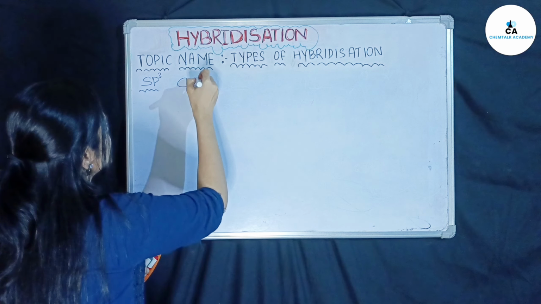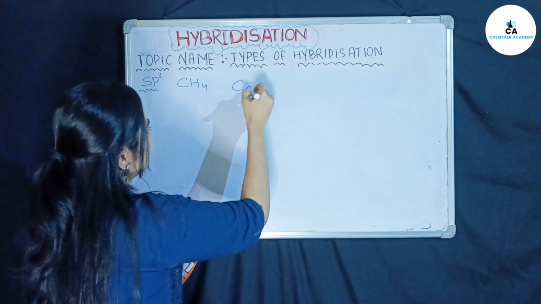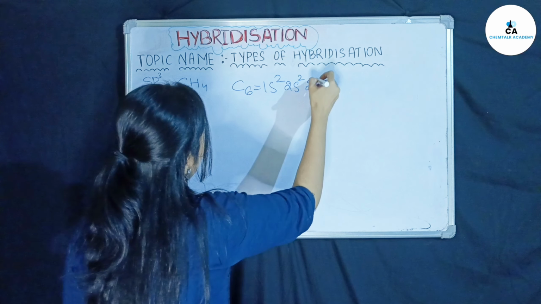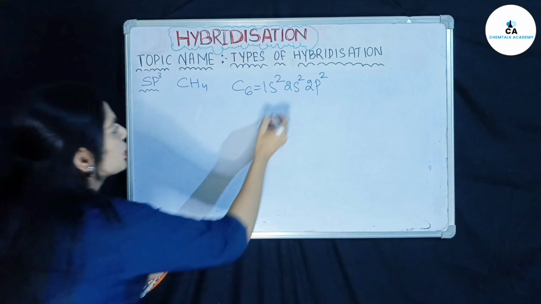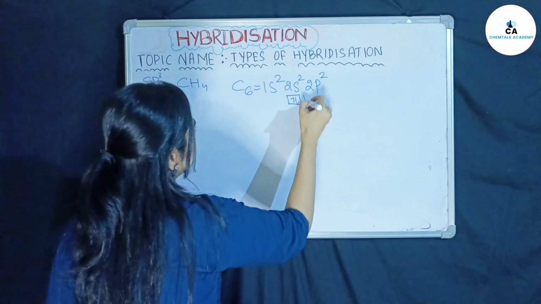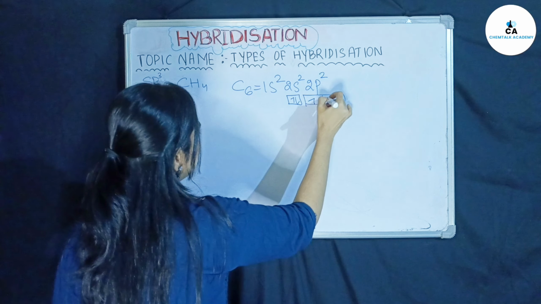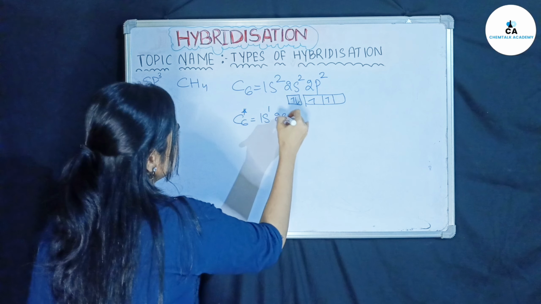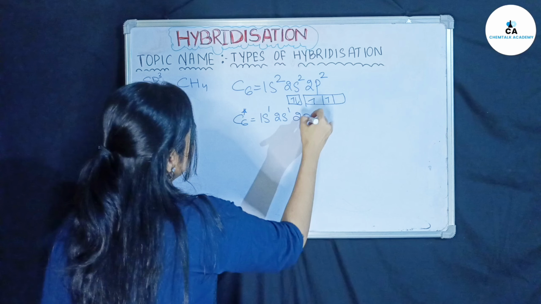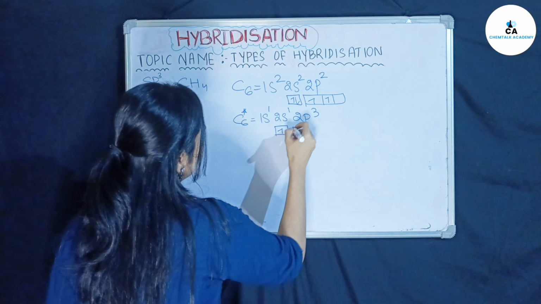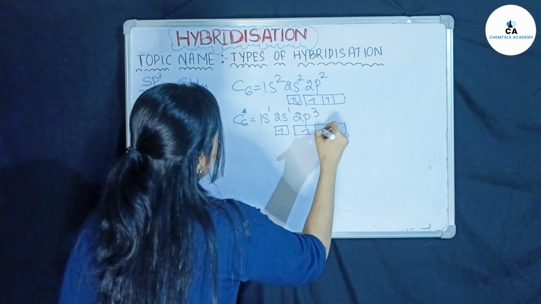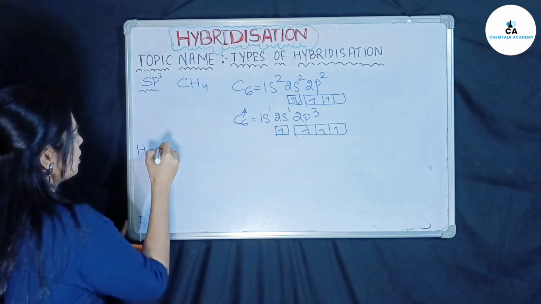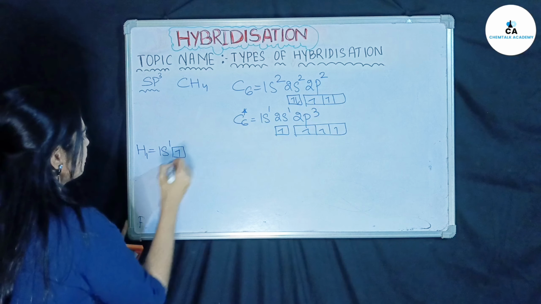In case of CH4, the central metal atom is carbon with atomic number 6, electronic configuration 1s2, 2s2 and 2p2. In s how many electrons are there? 2 electrons. In p subshell how many electrons are there? 2 electrons. Carbon during its excitation, the electronic configuration will be 1s2, 2s1, 2p3. Now how many hydrogens are there? 4 hydrogen, each hydrogen 1s1 with 1 electron.